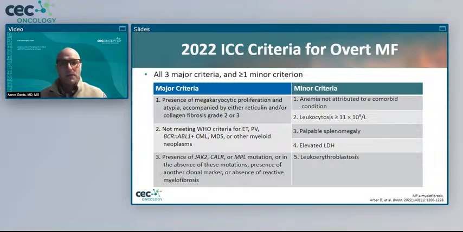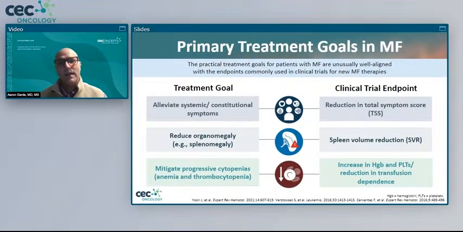Myelofibrosis is really a symptoms and needs-based approach. So we have to take a step back and think about what's going on with any individual patient before we start applying therapy. Of course, if the treatment goal is to alleviate symptoms, we think about reducing the total symptom score. We think about things like JAK inhibitors that can do that.